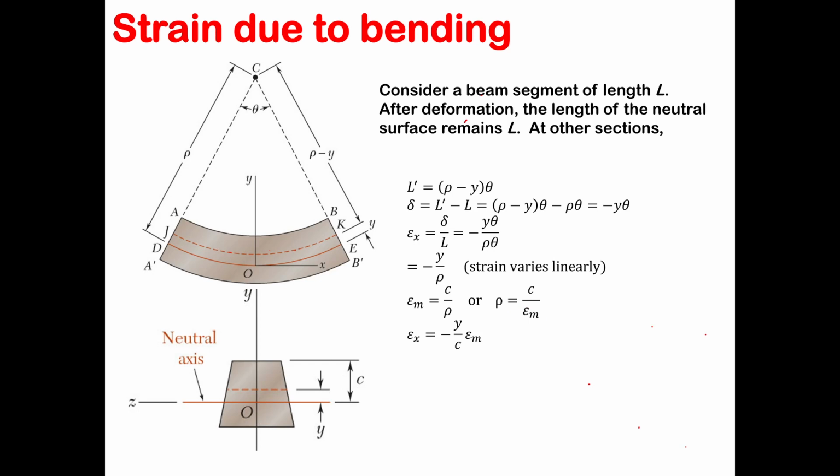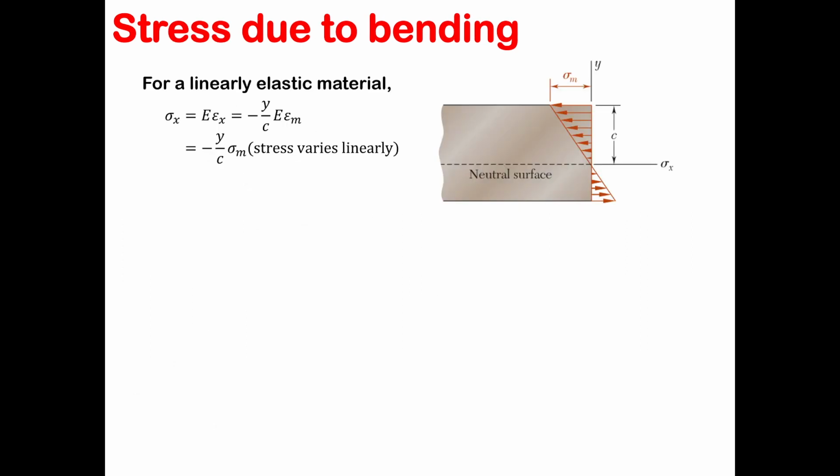But we can also find the relationship between the strain at each location and the maximum strain. Just play with these formulas a little bit, and you can find this relationship. Epsilon of x is equal to negative y over c epsilon of m. The next part is only true for a linearly elastic material.